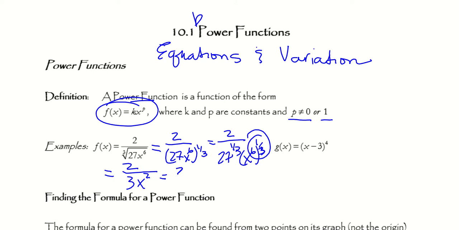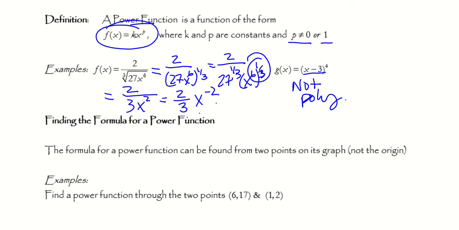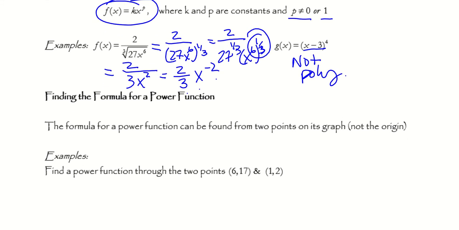So pulling the coefficients out, that's 2/3. Bringing the x to the top, I get 2/3 x to the negative 2nd, k times x to the p. This one is not a power function because my base is more than x. This is a polynomial function. Okay, so nothing new there. We need to be able to identify a power function when we see it: one term, power with a coefficient where x is in the base.